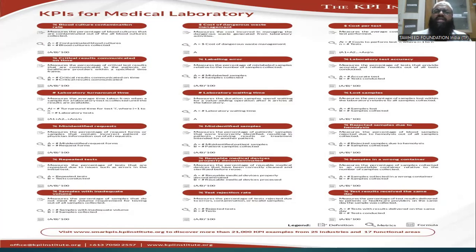One is percent blood culture contamination rate, critical results communicated on time, laboratory turnaround time, misidentified requests, percentage of repeated investigations, and samples with inadequate volume. All these are KPIs which are required to improve our laboratory quality.